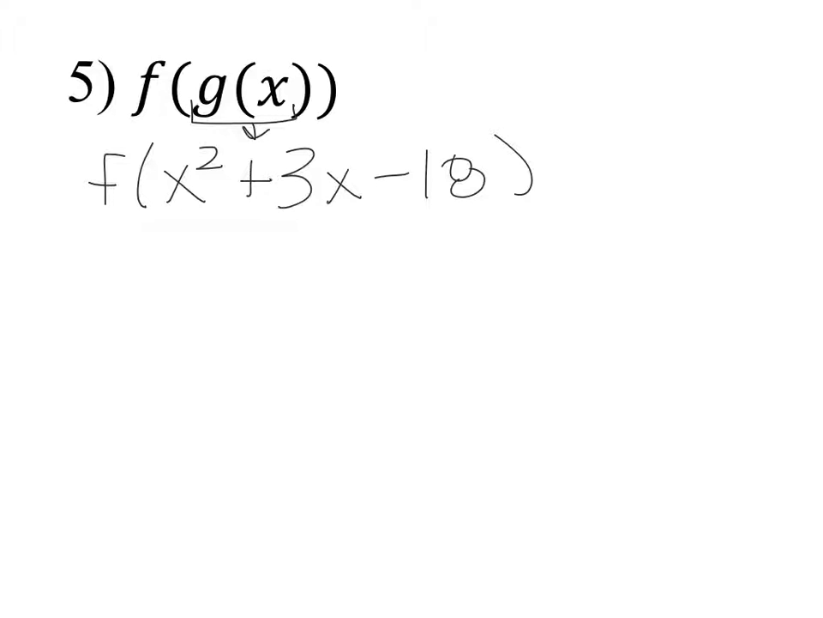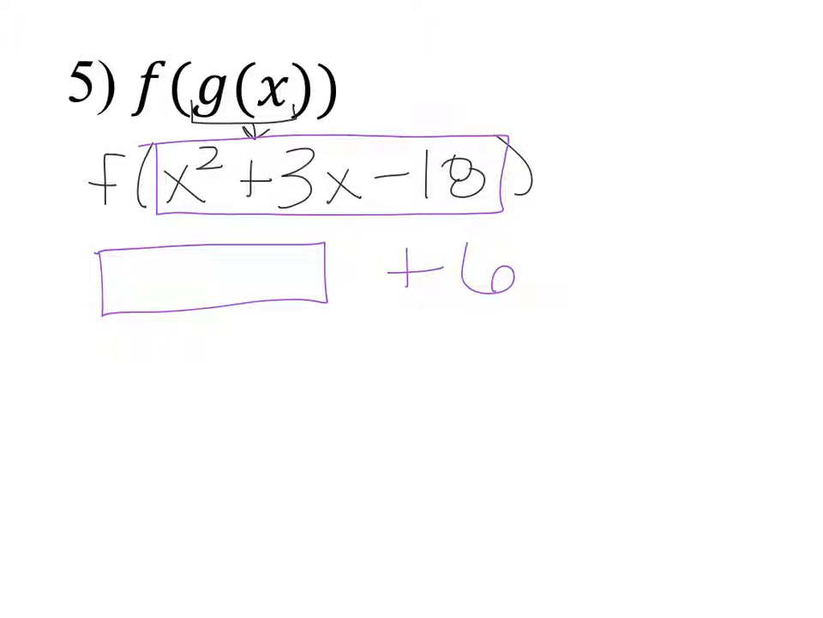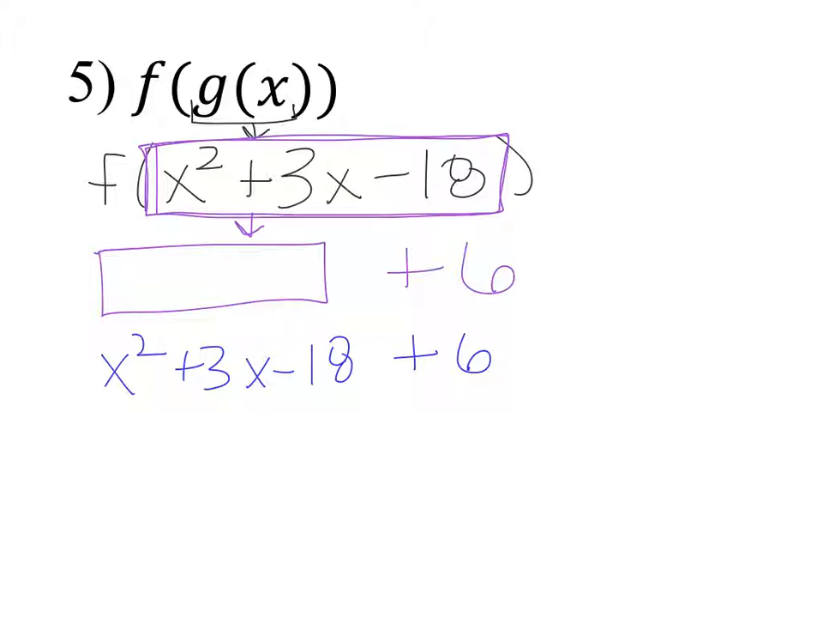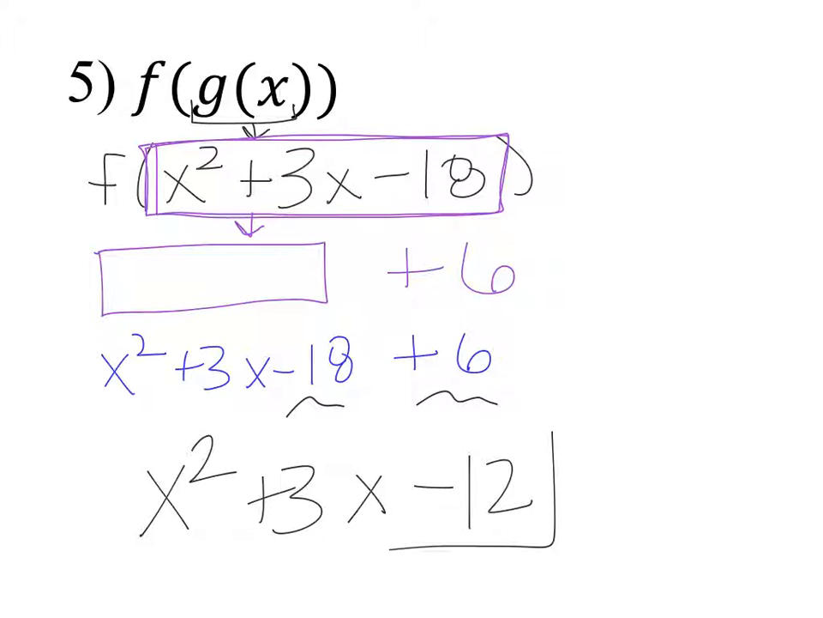Okay, my function of f was x plus 6, because now you are replacing this with any x. You're switching it out. This is your input. So now here I have what I'm replacing for my input. That's my x plus 6. Now this one you should simplify, and you can, because those are like terms. So my final answer would be x squared plus 3x. Negative 18 plus 6 would give me a negative 12, and that there would be my final answer.